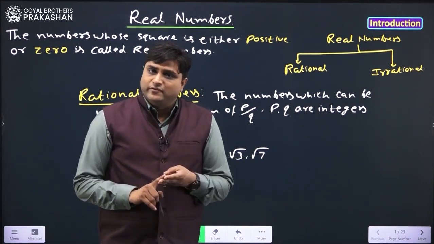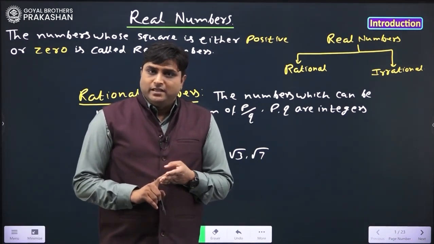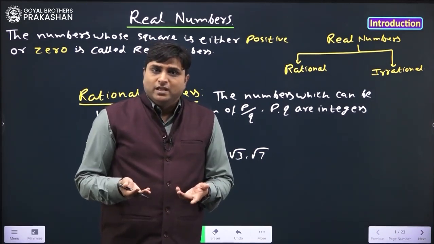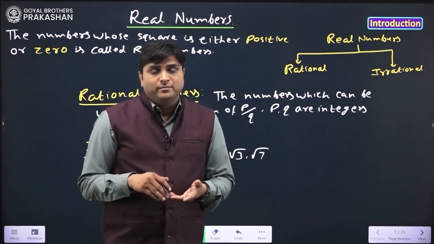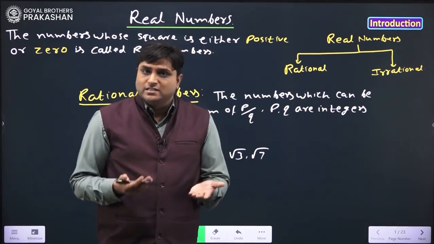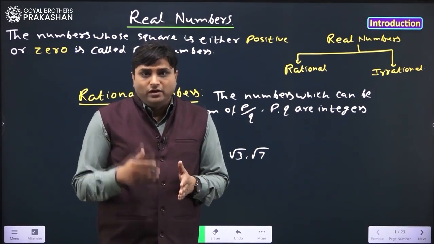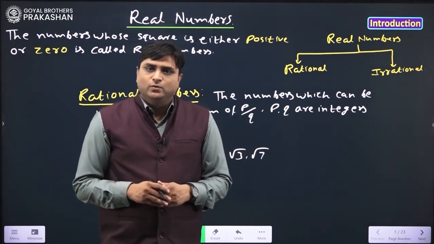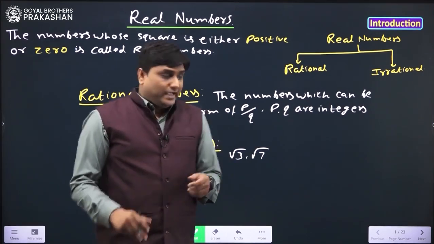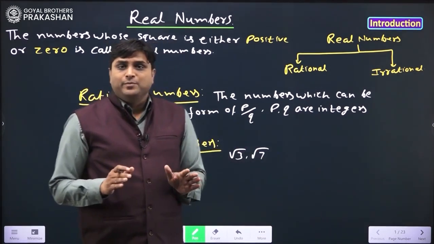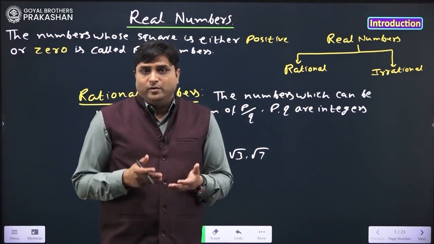Basically, there are three types of decimal numbers. First is terminating. If a decimal number is terminating, then it can be written in the form of p by q, hence it is rational. If a decimal number is non-terminating but repeating, then also it can be written in the form of p by q, hence it is rational. And if a decimal is non-terminating and non-repeating, then it cannot be written in the form of p by q, meaning it is irrational. Root 3, root 7, root 10, these are all examples of non-terminating and non-repeating decimals, hence irrational.